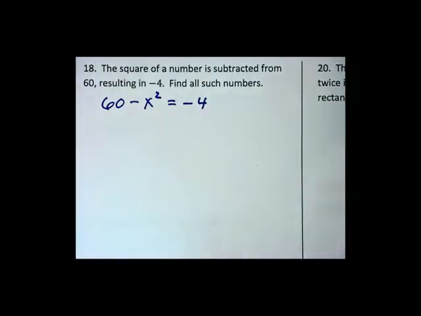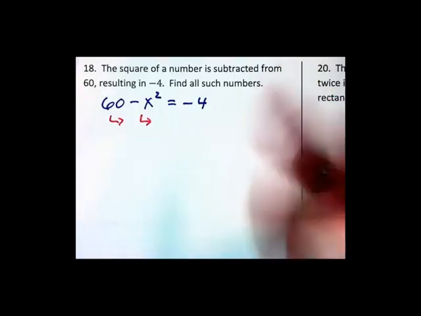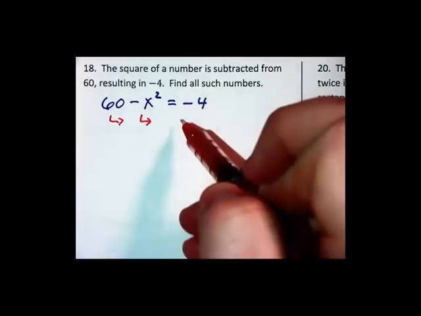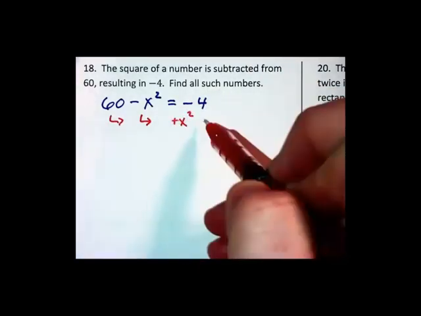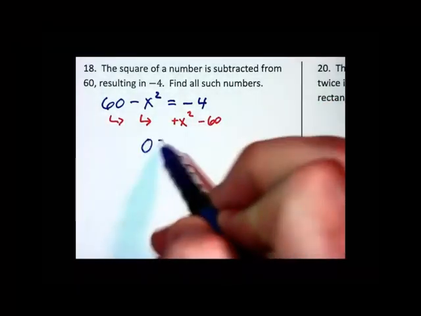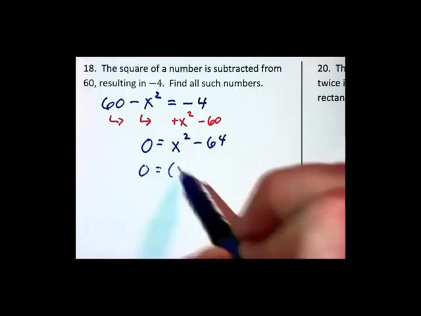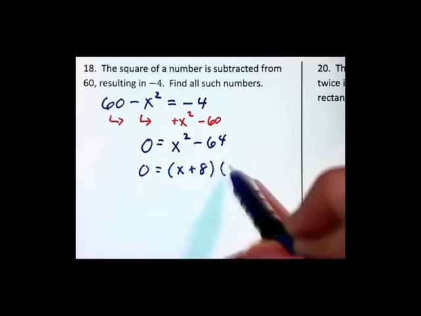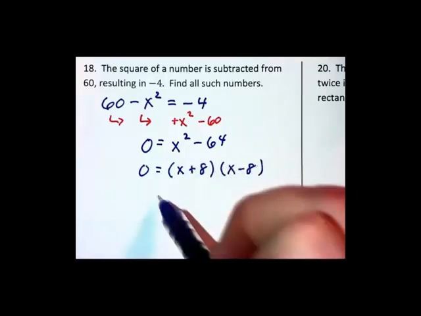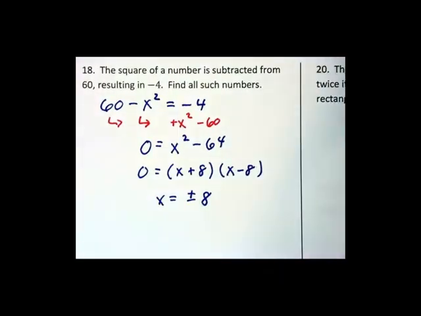We see the x squared. That tells us we have a quadratic equation which needs to be set equal to 0. Which means these two terms on the left are going to come to the right. We're going to add x squared to both sides, and we're going to subtract off that 60. That will give us 0 equals x squared minus 64, which is the difference of two squares factoring into x plus 8 times x minus 8. And we have x equals plus or minus 8 as our two solutions, and there's no geometry or any reason to cancel out the negative solution.